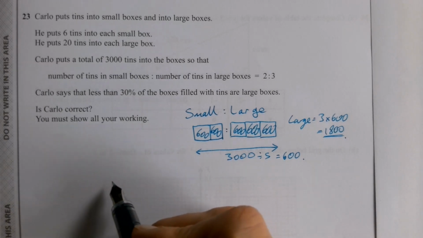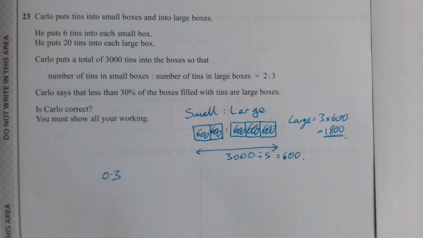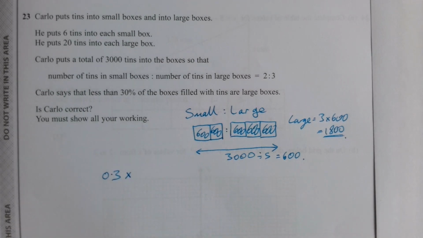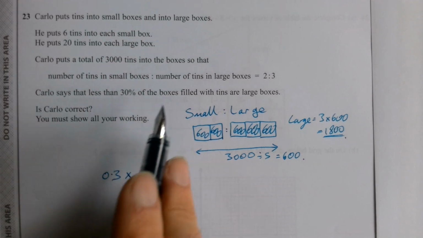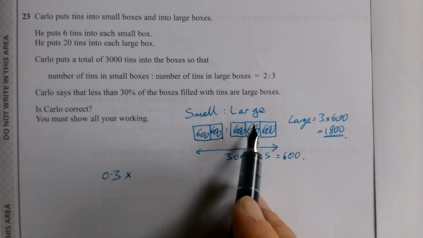So 30% of 30% is 0.3. To find 30% of something with the calculator, you just do 0.3 times it. So the box is filled with tins. 30% of the boxes. So we need to think actually about how many boxes there are rather than how many tins there are, don't we?